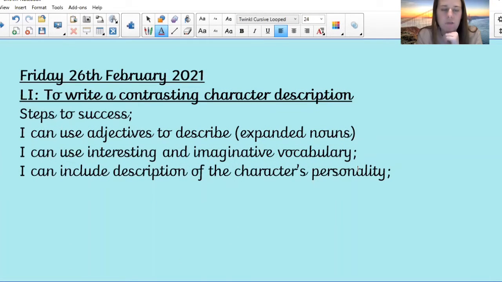Good morning, Year 5. Welcome to your last English lesson for the week. We are going to be writing a contrasting character description today.